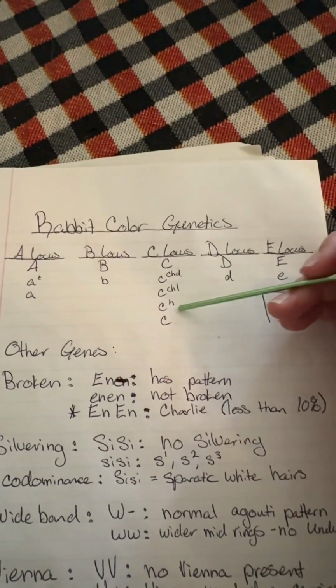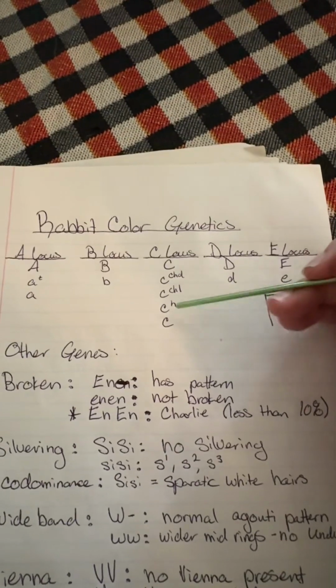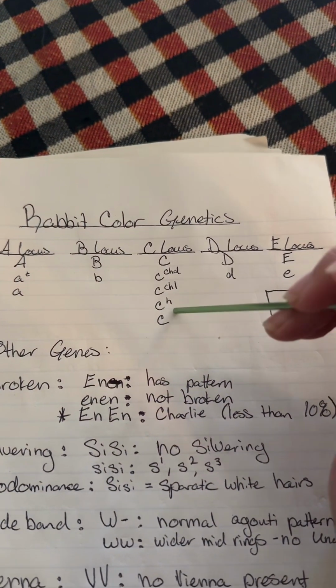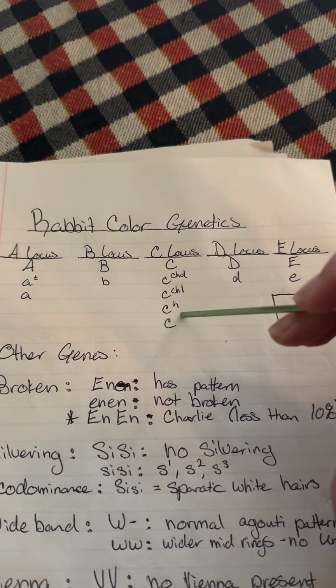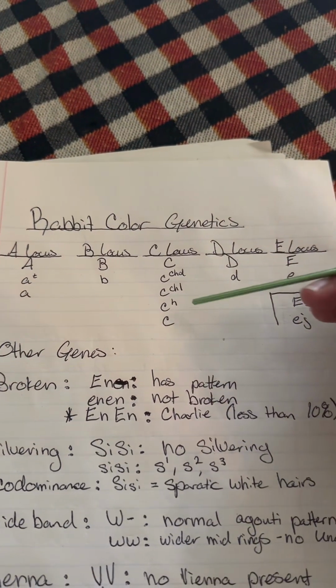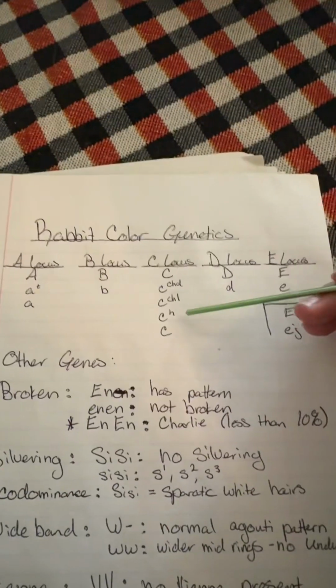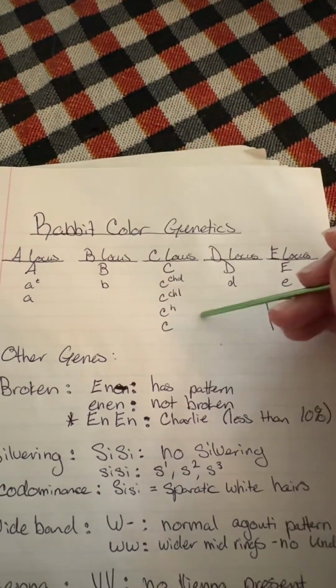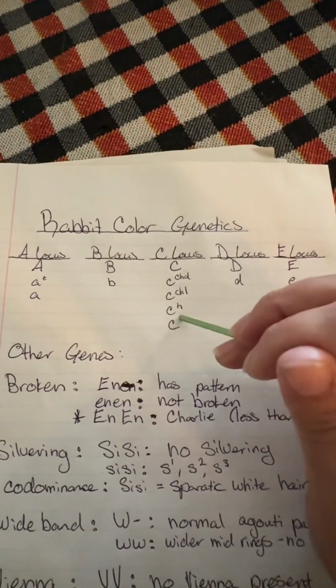After that, we have the Himalayan gene. This is what's responsible for creating a white rabbit that has points on the extremities, like the nose and the feet and tail of that color. Now, depending on your breed, this may be considered a Himalayan, or I know in Angoras it's considered a pointed, but it is responsible for this gene.